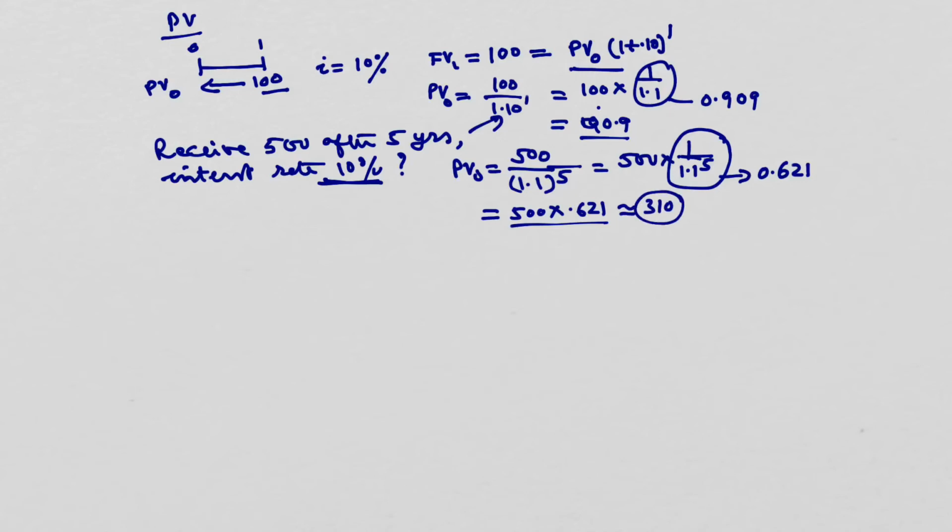So once again, I can interpret it this way: if I had 310 rupees and invest it at 10% for 5 years, it shall grow to 500. Same thing, if I have 500 rupees after 5 years, and my interest rate is 10%, it is 310 today.